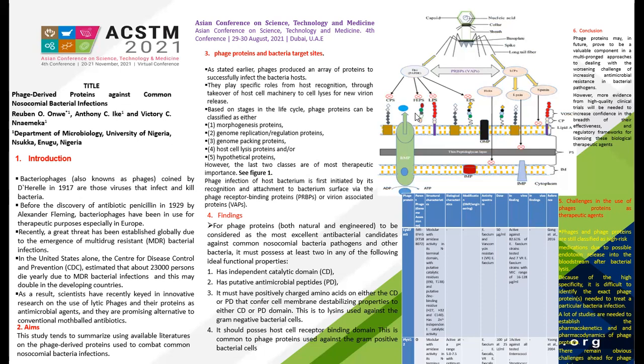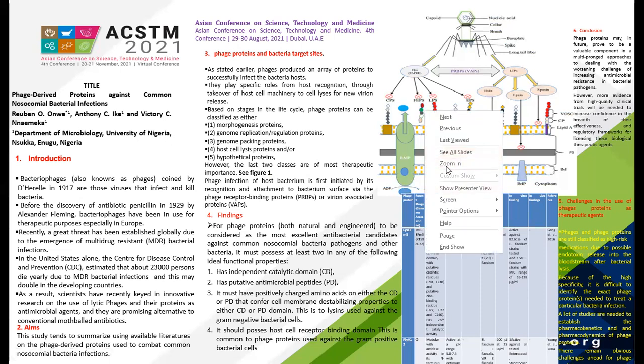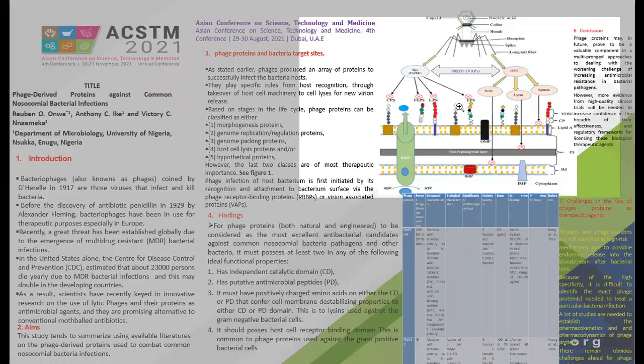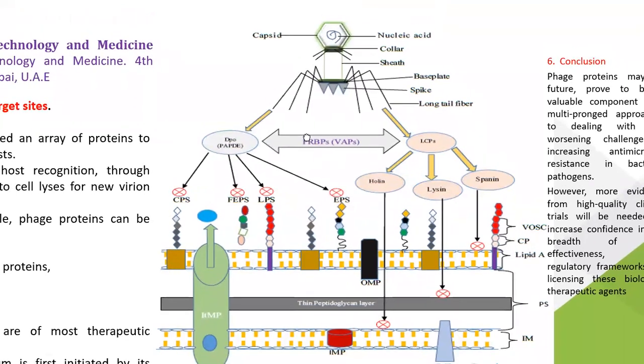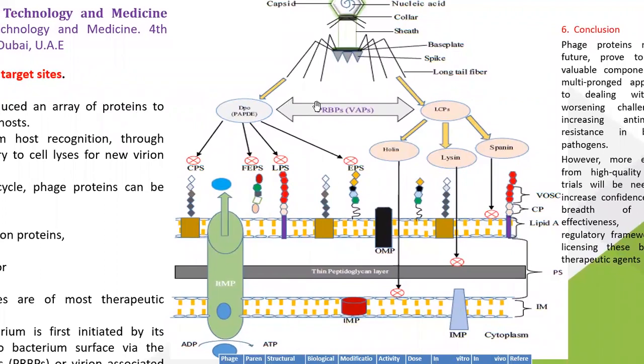Let's look at the image. The image here, let me zoom. Okay, this shows the phages and their cell wall bacteria target sites. If you look closely, you see that there are majorly two classes: the depolymerases, or phage-associated polysaccharide degrading enzymes, that is PAPDE, and the lysis cassette proteins.